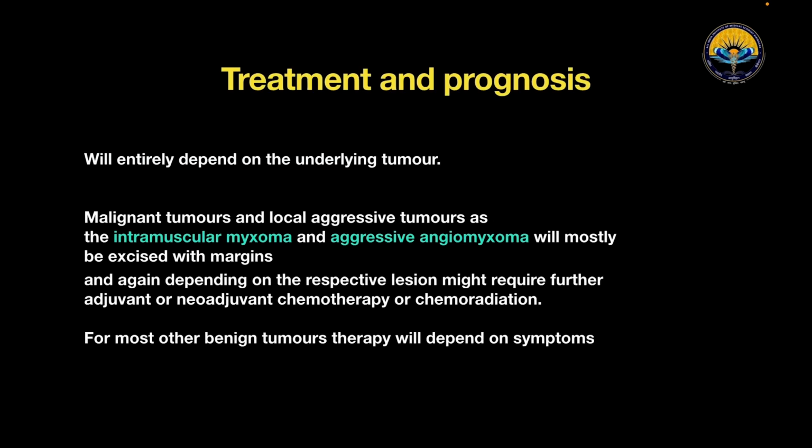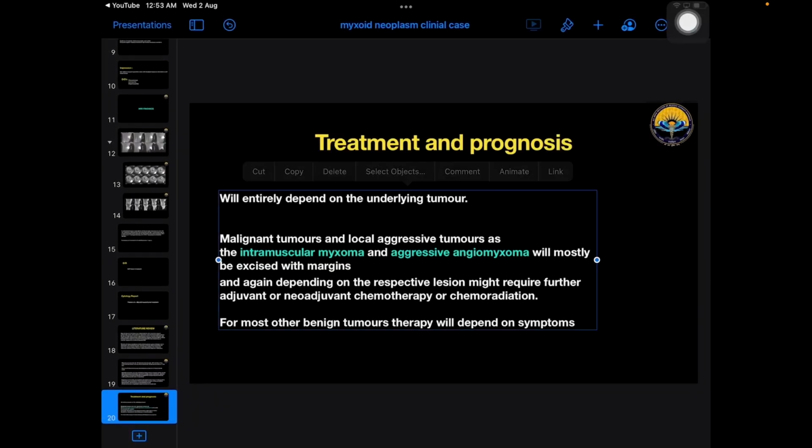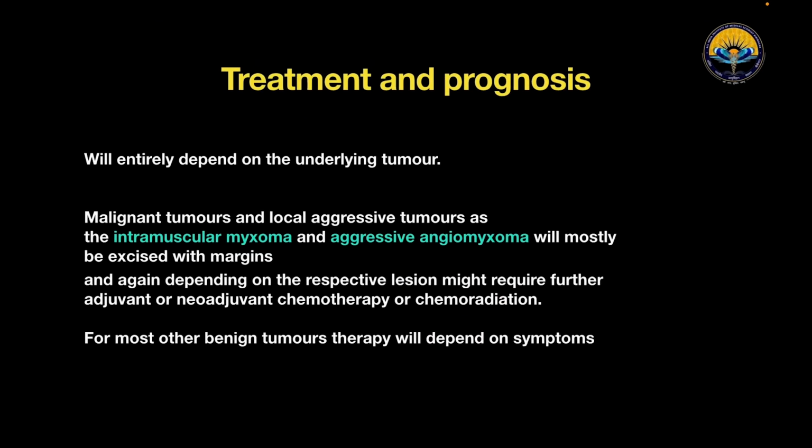Treatment and prognosis will depend entirely on the underlying tumor. Malignant tumors and locally aggressive tumors like intramuscular myxomas and aggressive angiomyxomas will mostly be excised with margins, and again, depending on the respective lesions, might require further adjuvant or neoadjuvant chemotherapy or chemoradiation. For most other benign tumors, therapy will depend on symptoms.